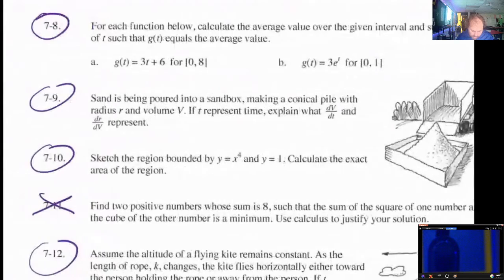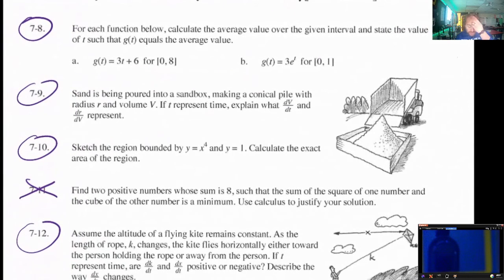Let's take a look at 7(8) really quick. For each function below, we're going to calculate the average value over the given interval and state the value of t for which g of t is that average value. We're going to do a lot of this on the calculator. We might do A by hand, but B we'll definitely use the calculator for because I don't have a way of doing it by hand.